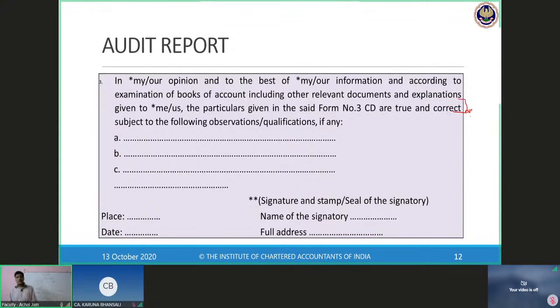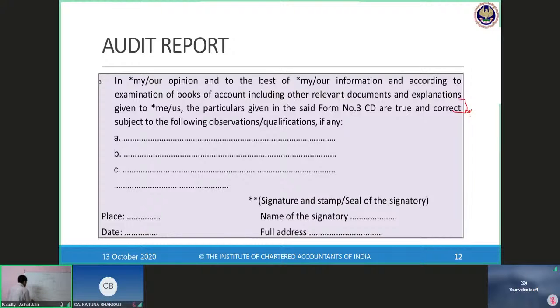But in case there are any observations, any qualifications which the auditor wants to report in his report, then the auditor will say, in our opinion, particulars are true and correct, except for or subject to the observations which he'll bring out in this para, point A, B, C, depending on the qualifications that he wants to give. And then the auditor will give his sign off.